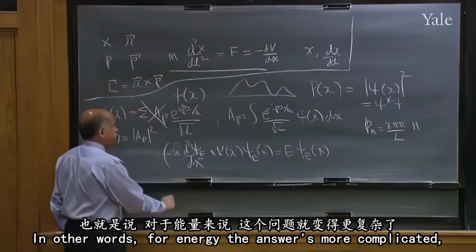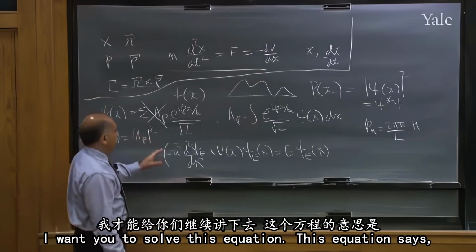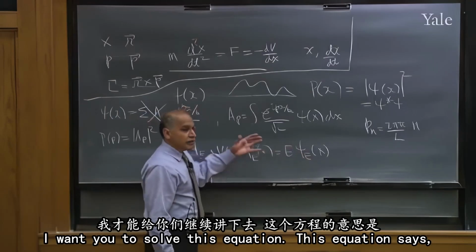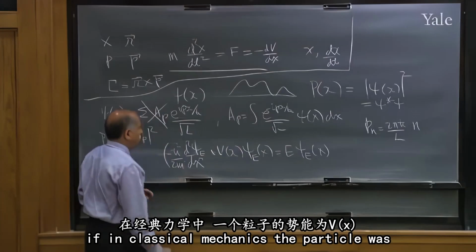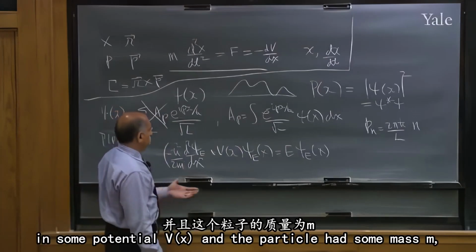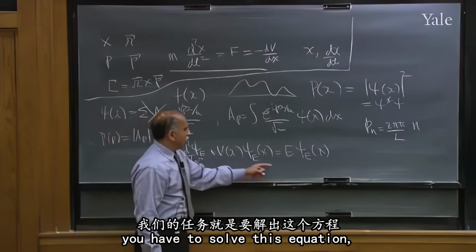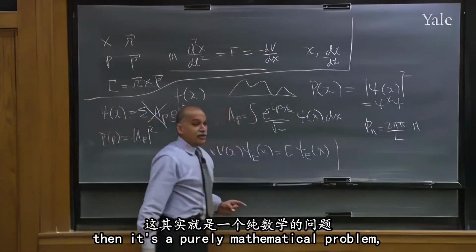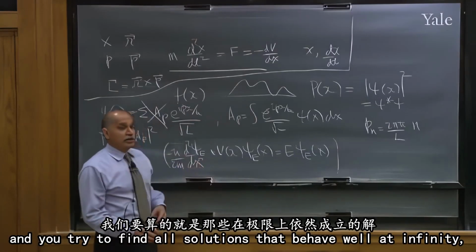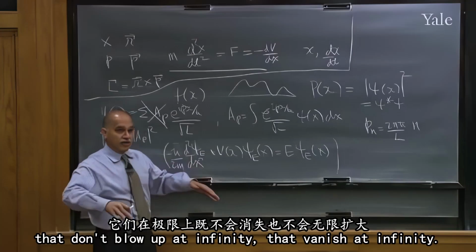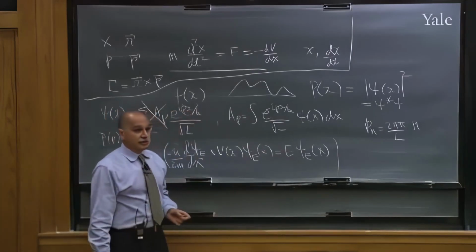In other words, for energy, the answer is more complicated because before I can tell you anything, I want you to solve this equation. This equation says if in classical mechanics the particle was in some potential V of x and the particle had some mass m, you have to solve this equation. Then it's a purely mathematical problem. And you try to find all solutions which behave well at infinity, that don't blow up at infinity, that vanish at infinity, that quantizes E to certain special values.